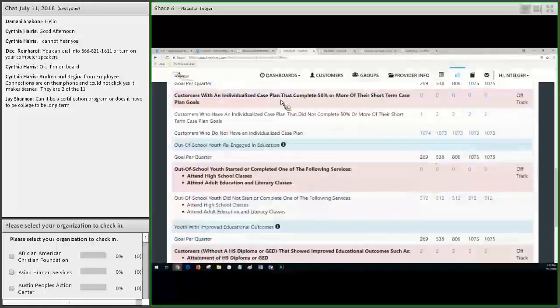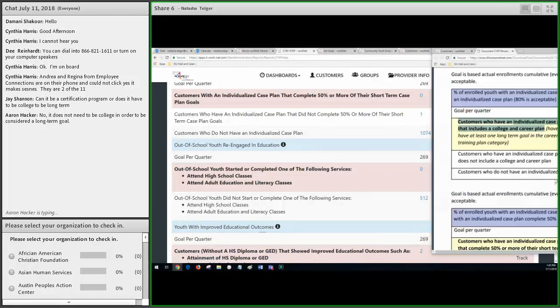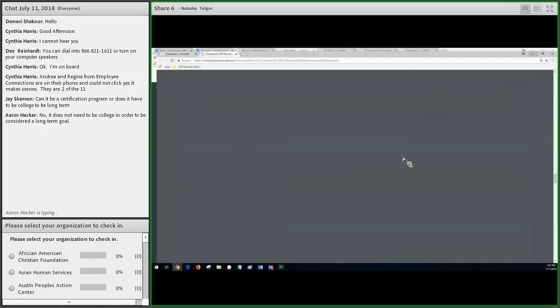So the next item is customers that have an individualized case plan. This is building upon that: complete 50% or more of their short-term plan goals.